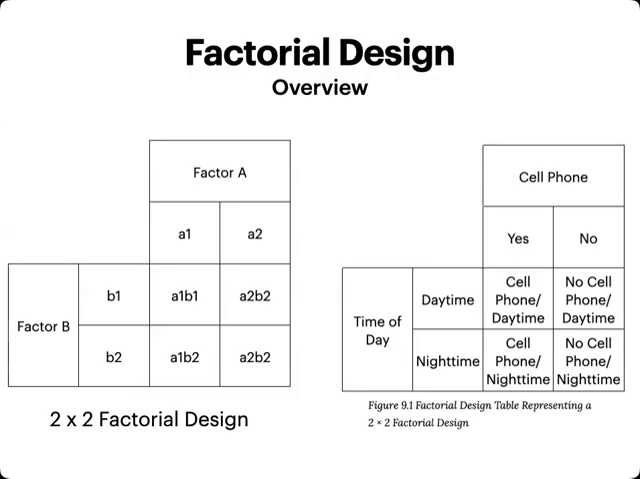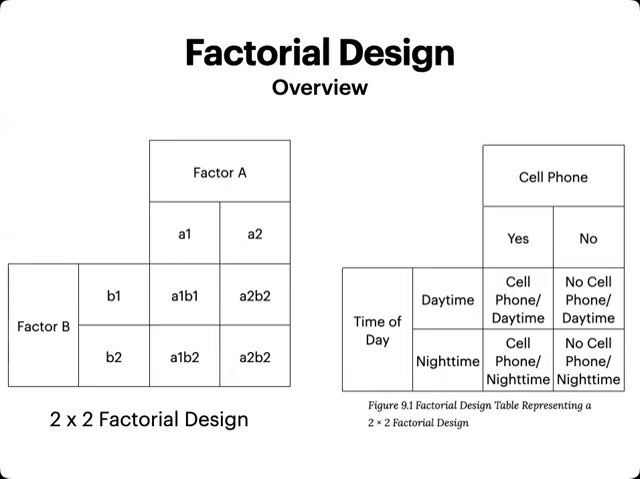In one condition, A1 and B1 are presented simultaneously. In the second condition, A2 and B2 are presented simultaneously. In the third condition, A1 and B2 are presented simultaneously. Finally, in the last condition, A2 and B2 are presented simultaneously. This design is called a 2 by 2 factorial design, and 2 times 2 is 4, so there will be a total of 4 conditions.